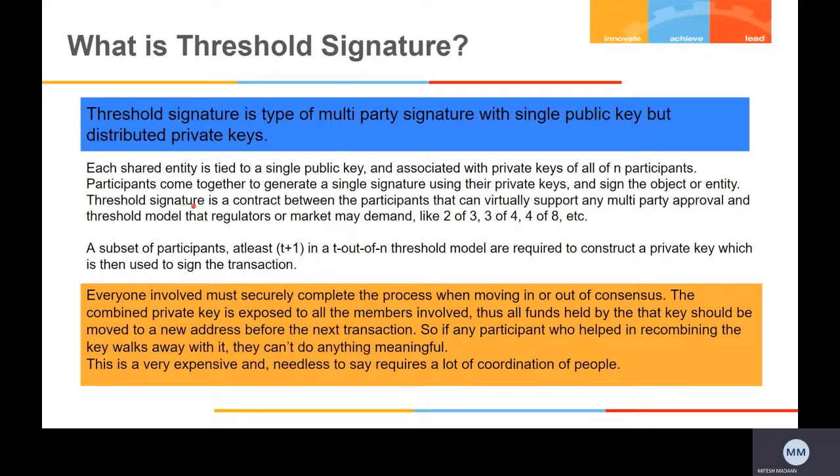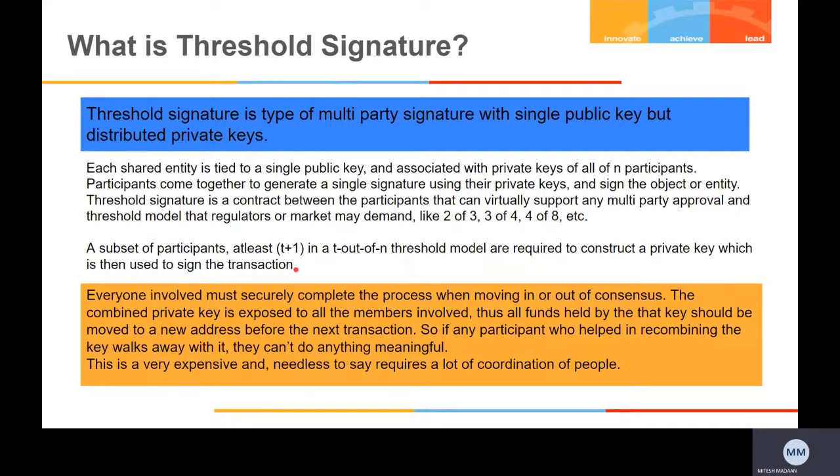The property is that the threshold signature is a contract between the participants. It is not fixed. It can virtually support any multi-party approval and the threshold models that regulators or marketers may demand. It could be 2 out of 3, 3 out of 4, or 4 out of 8, or any multi-party approval or threshold model that we require. A subset of participants must come together to construct a private key, which is then used for the transaction.